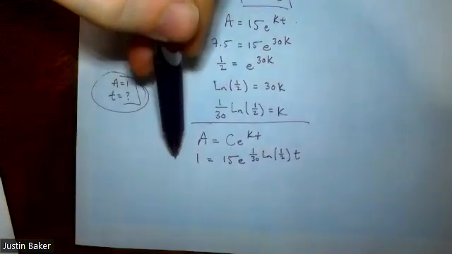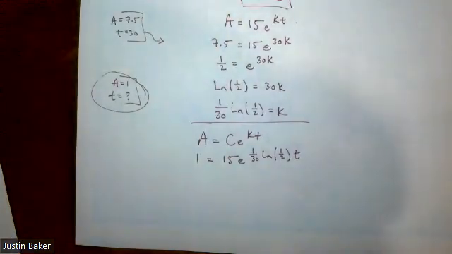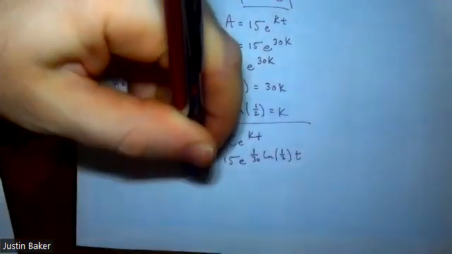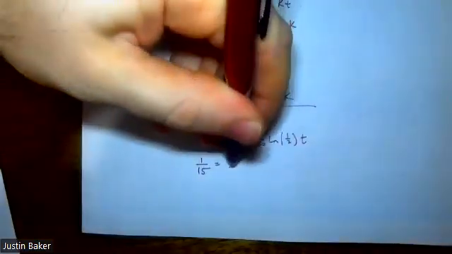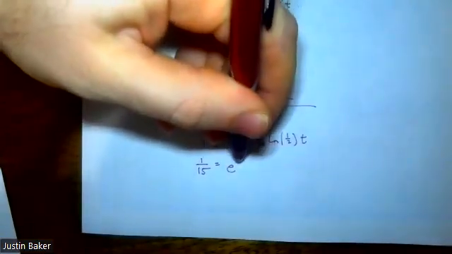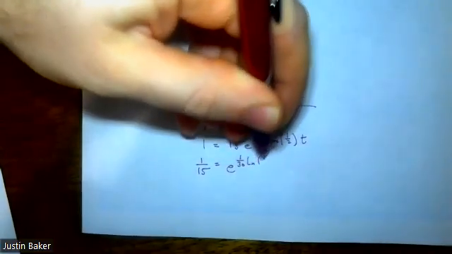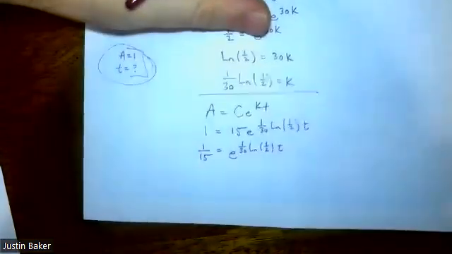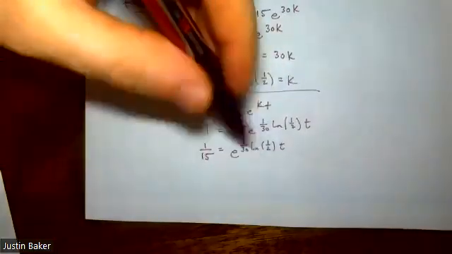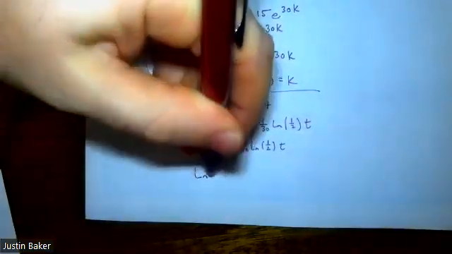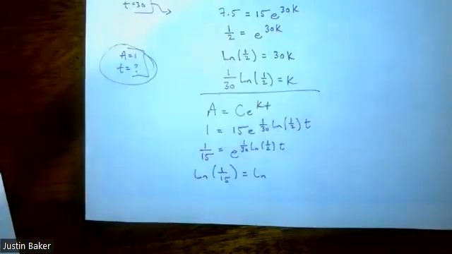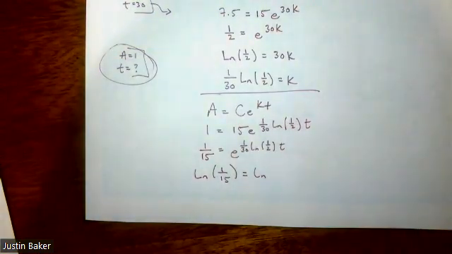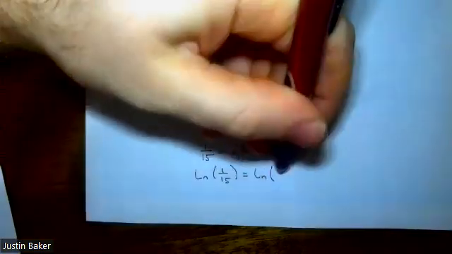So first thing I'm going to do is divide both sides by 15. So this is 1/15 is equal to e raised to this stuff. Okay, and we've got a natural log to take again. So this is going to be natural log of 1/15 is equal to natural log of e to the power of that stuff.